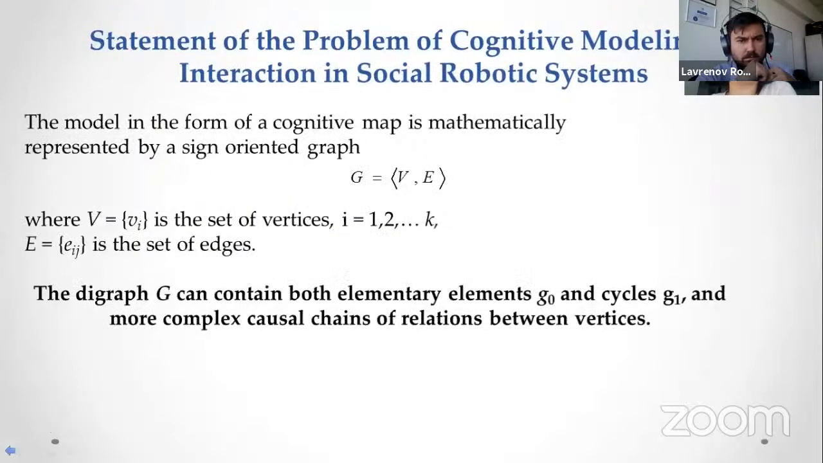In real social robotic systems, there are both single structure elements, for example, at the level of a person and his smart home, and a large number of elements and subsystems interacting with each other under conditions of cooperation or opposition to each other, if we consider competing, conflicting systems. In this case, the model in the form of a cognitive map is mathematically represented by a sign-oriented graph.